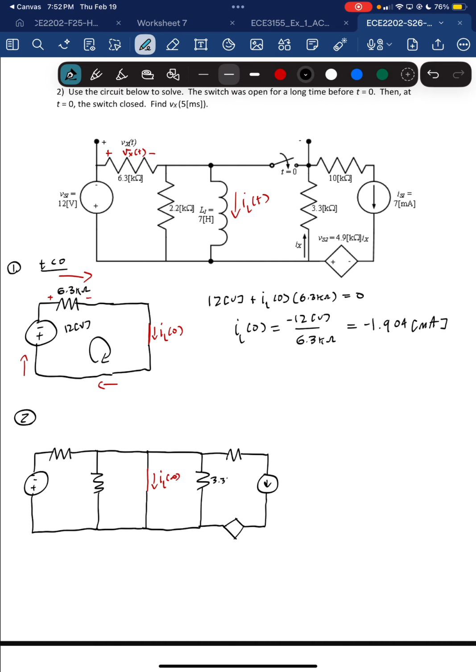That's 3.3K, 10K, 2.2K, 6.3K, 12 volts, plus minus 4.9K times IX, 7 milliamps.